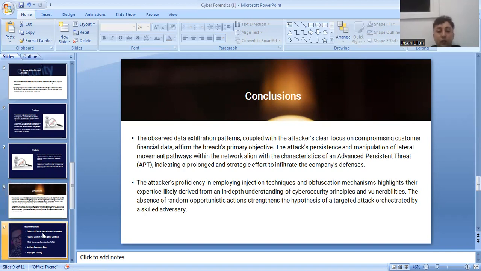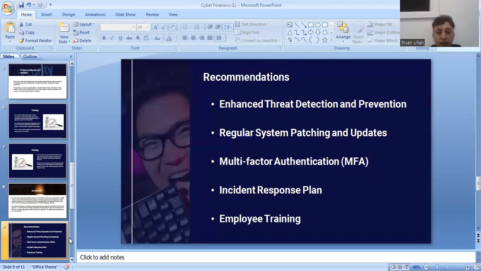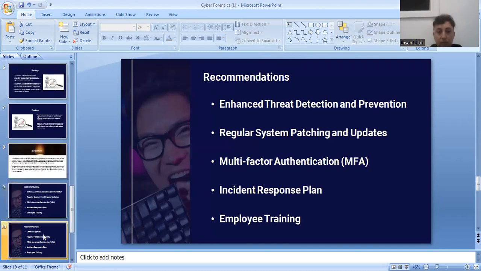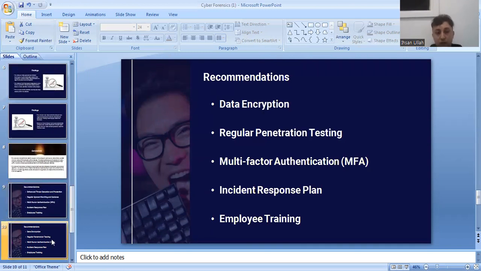Now, what are the recommendations? What should we do in the future to stop this kind of attack? We can go for enhanced threat detection and prevention, regular system patching and updates, multi-factor authentication, incident response planning, data encryption, regular penetration testing, and employee training, so we can reduce these kinds of attacks in the future.